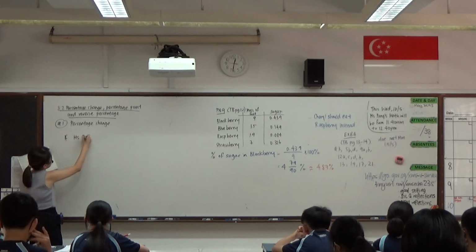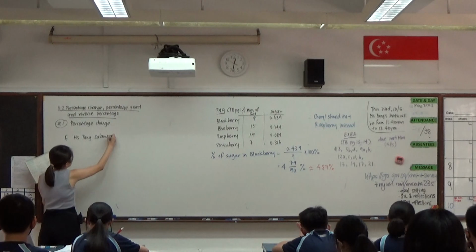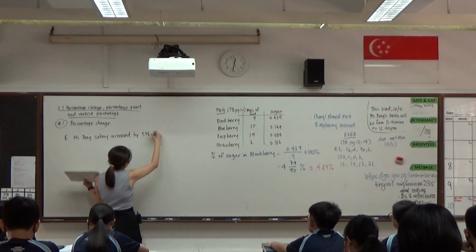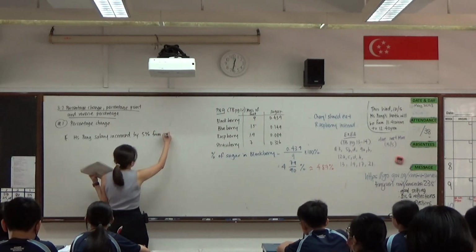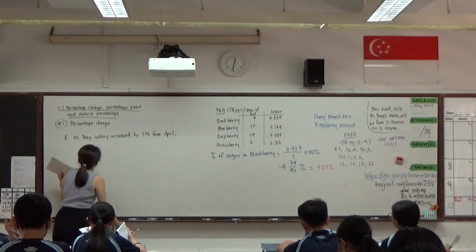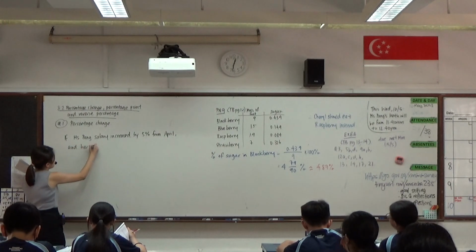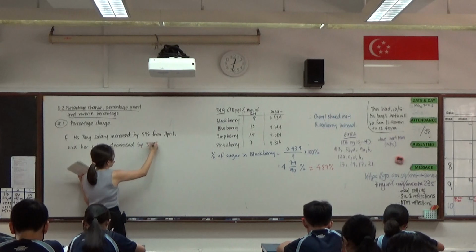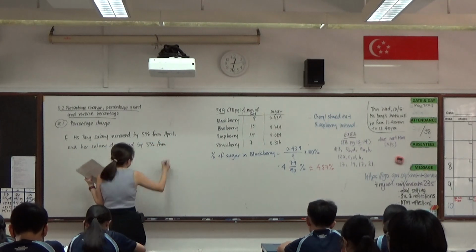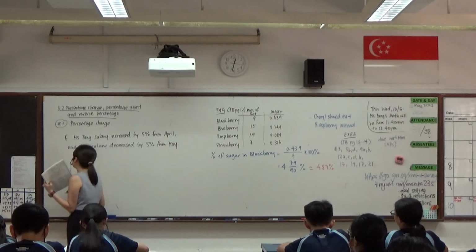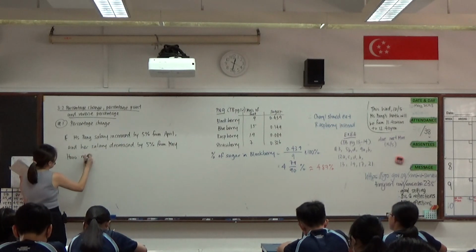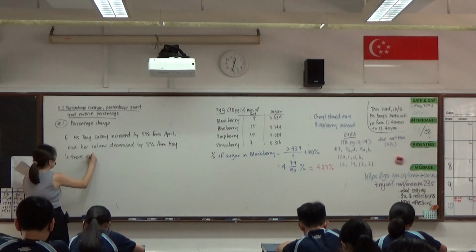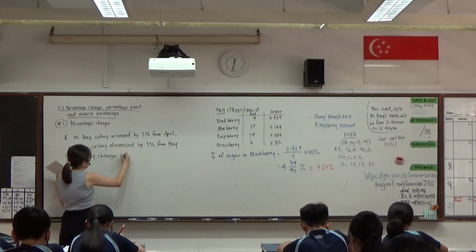If her salary increases by 5% from April to May, and her salary decreases by 5% from May to June, is there any change in our salary?